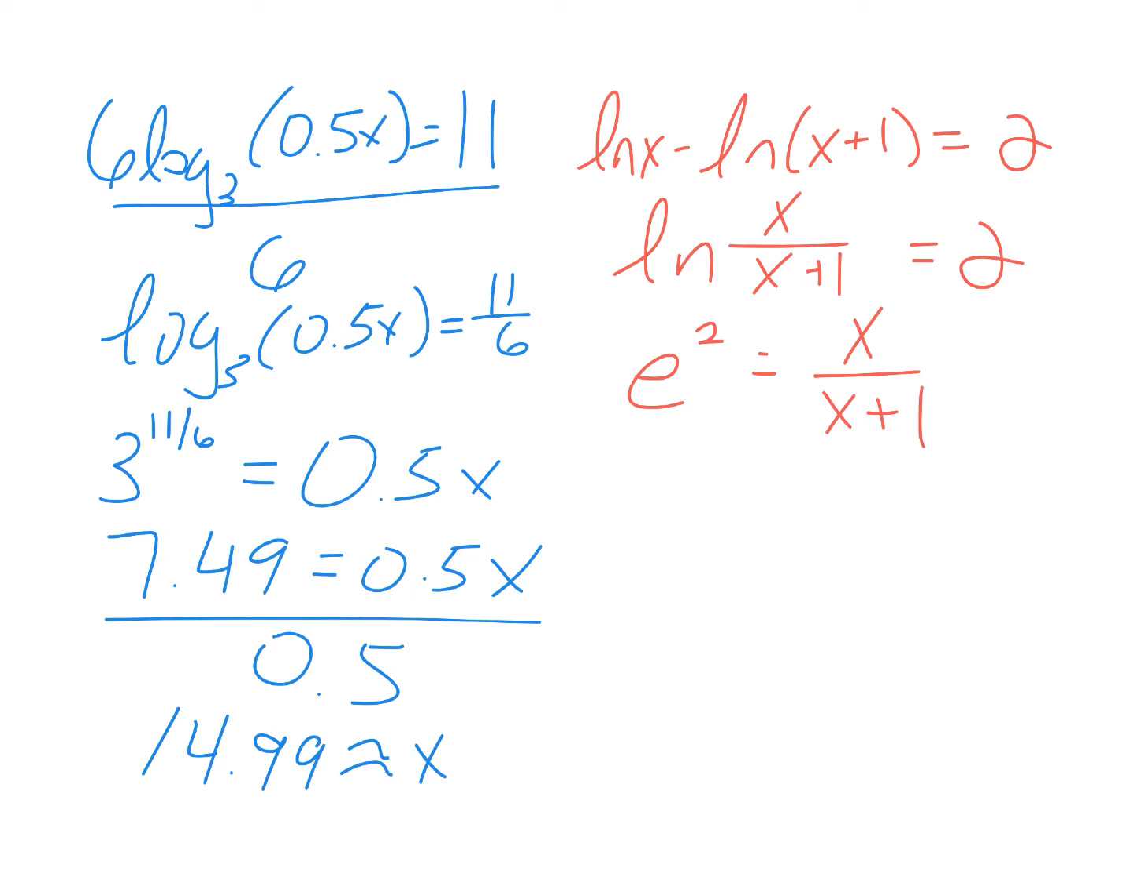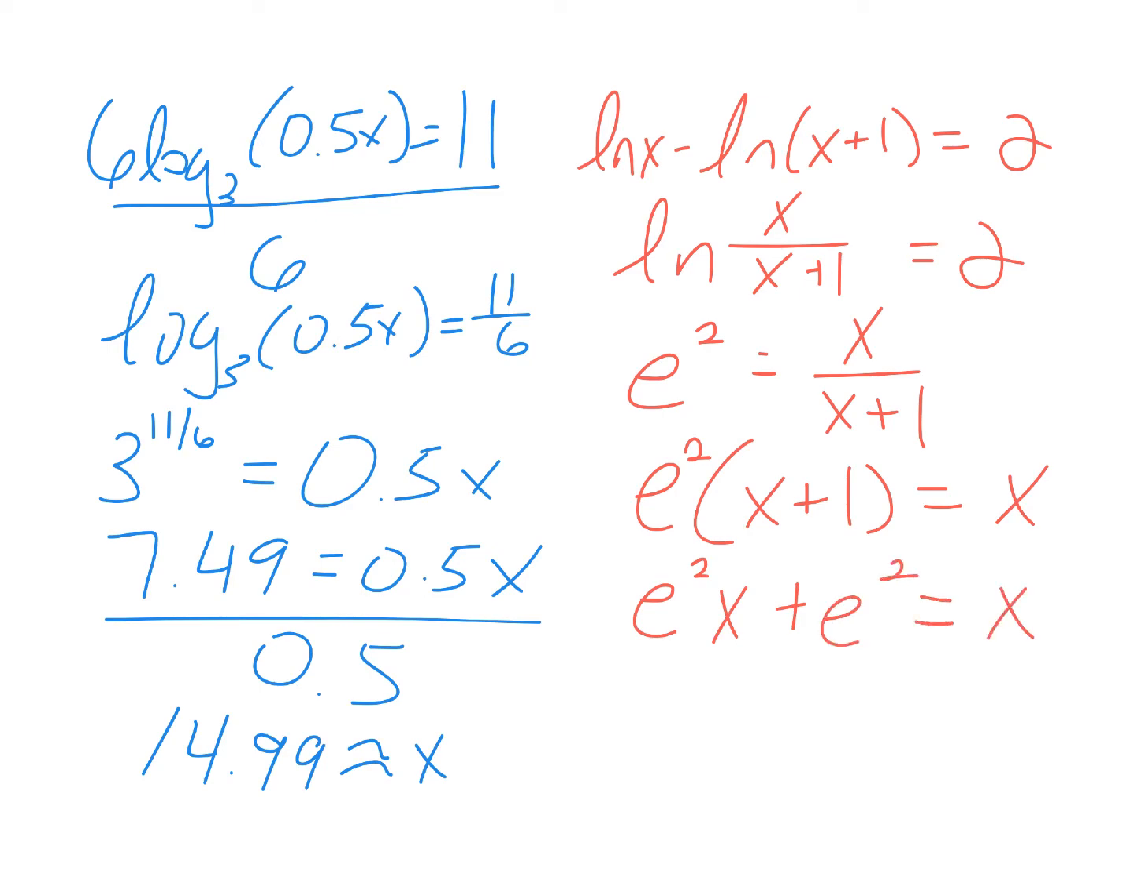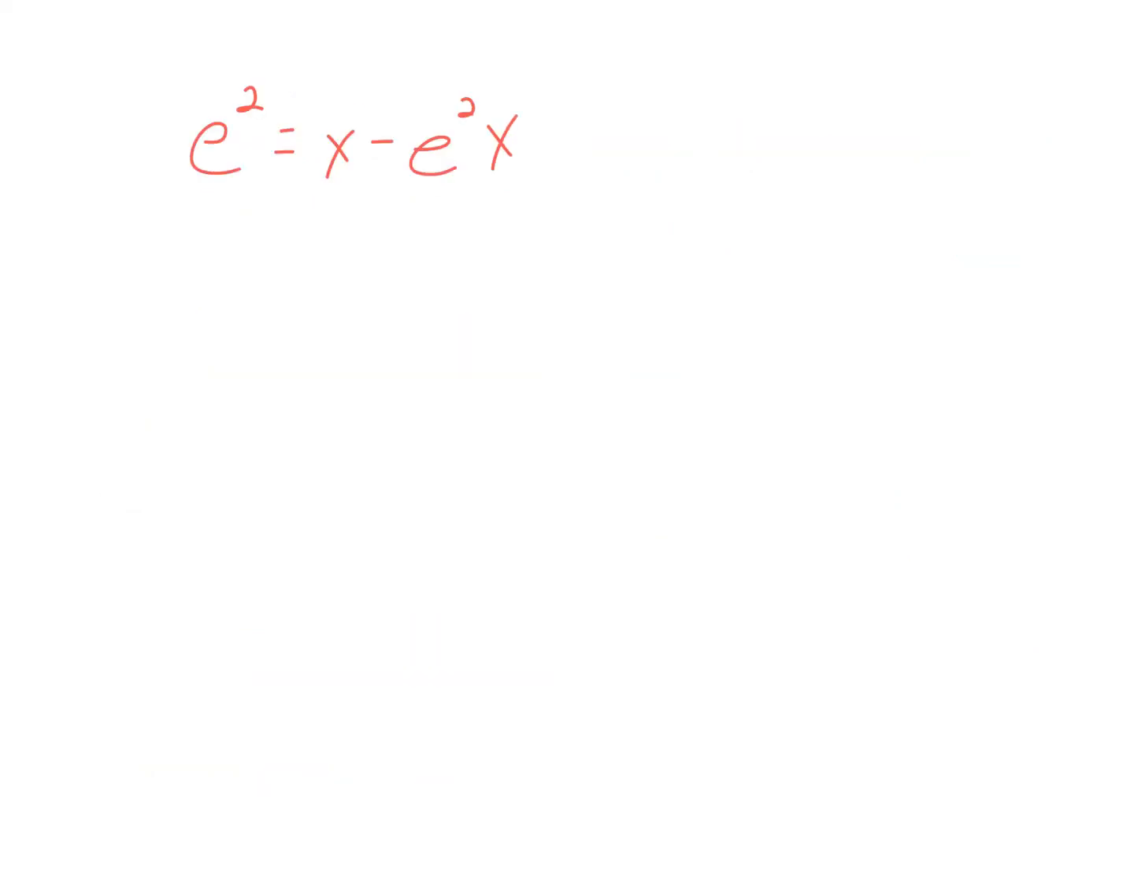So isolate the x. I'm going to move the x plus 1 to the other side. e to the power of 2 times parentheses x plus 1 equals x. Distribute the e to the power of 2 to both terms. And this is a little tougher of a problem, but whenever you have multiple x's, move them all to one side, and then we can factor it out. So we have e to the power of 2 equals x minus e to the power of 2 x. I'm out of space here, so I'm going to finish this one on the next slide.